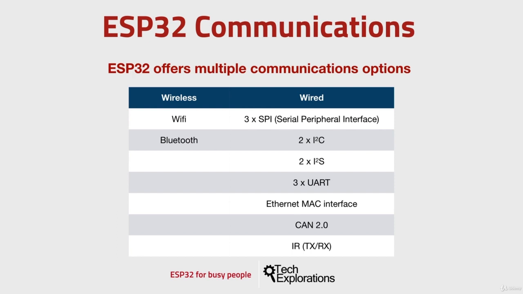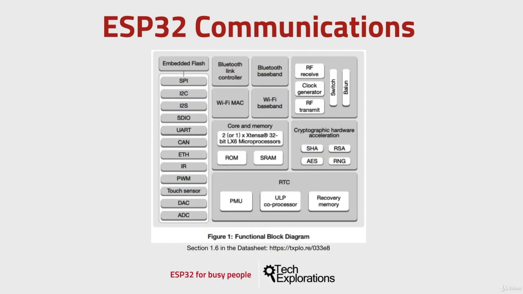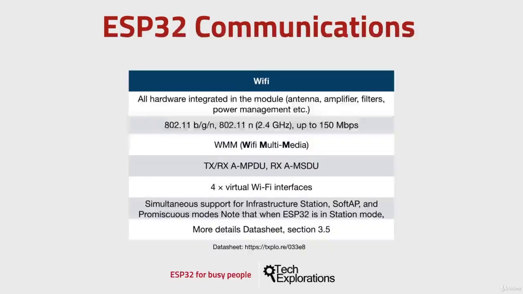We also have 3 serial interfaces, an Ethernet MAC interface, a CAN bus, controller area network bus, which is typically used in vehicle applications, automotive applications, and allows microcontrollers and devices to communicate with each other in cars. And finally, we've got infrared receive and transmit. And you can see how these capabilities are laid out in this functional block diagram. Let's have a closer look at each one of these capabilities.